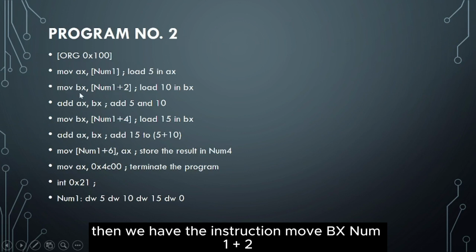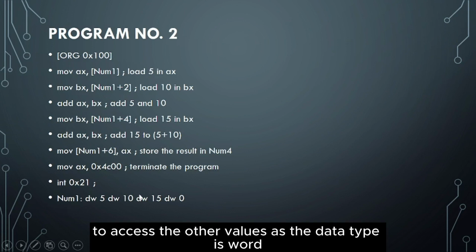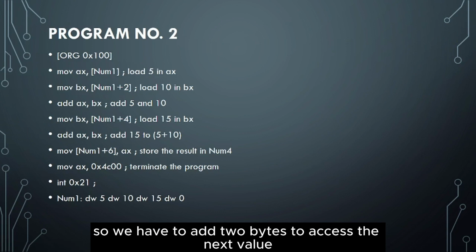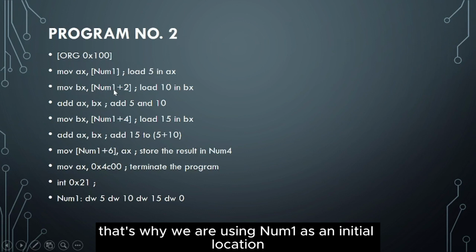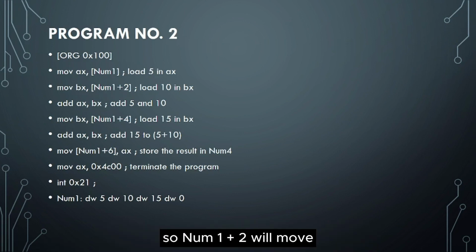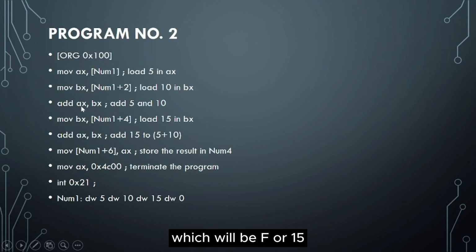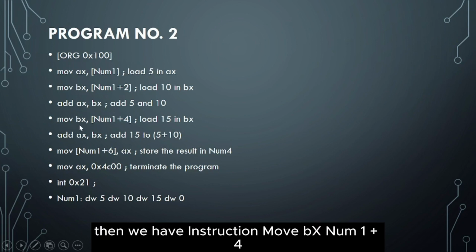Then we have the instruction move BX num1 plus 2. Now what's the change? Now a single variable num1 is storing different values. To access the other values, as the data type is word, we have to add 2 bytes to access the next value. That's why we are using num1 as an initial location and adding plus 2 for accessing the next values. So num1 plus 2 will move 10 to BX. Then we have the instruction add AX BX. It means 5 and 10 will be added and the result will be stored in AX, which will be F or 15. Then we have the instruction move BX num1 plus 4.